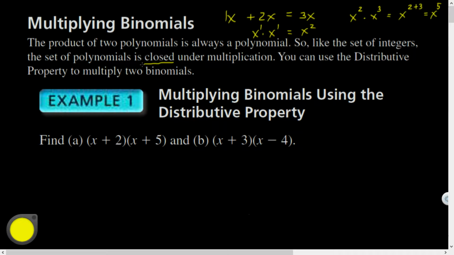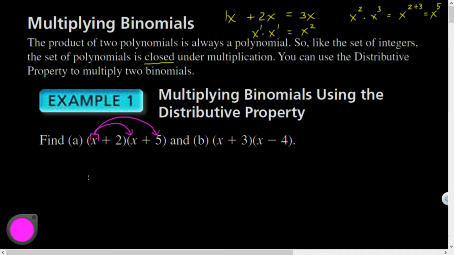You can use the distributive property to multiply two binomials. So watch this. Here's example 1, part A. And I'm going to use a couple different colors here. What I'm going to do is, if I've got two things that are being multiplied by two things, a binomial by a binomial, I'll take the first term here and multiply it by each of those. It's like you're going around passing out pies and sodas, and everyone gets a piece of pie and everyone gets a soda. So the first thing I'm going to do, x times x is x squared.